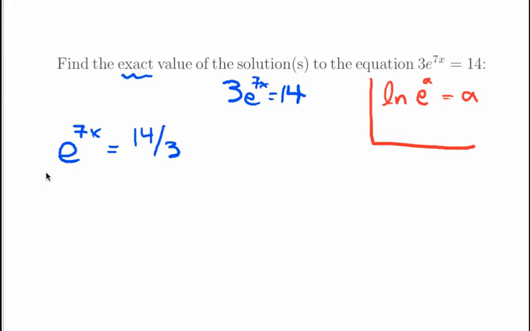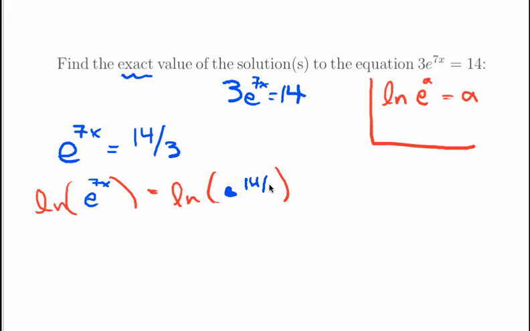Now, if I apply the natural logarithm to both sides of this equation, here's what I get. Remember, this is not multiplication. I'm plugging two things into a natural log function, and those two things are just the two sides of the equation. So natural log of e to the 7x is equal to the natural log of 14 thirds. There I'm just applying the natural logarithm function to both sides of the equation.